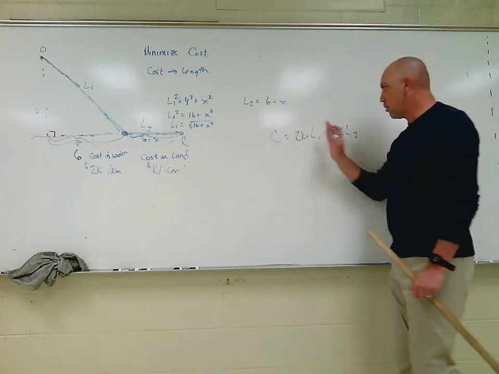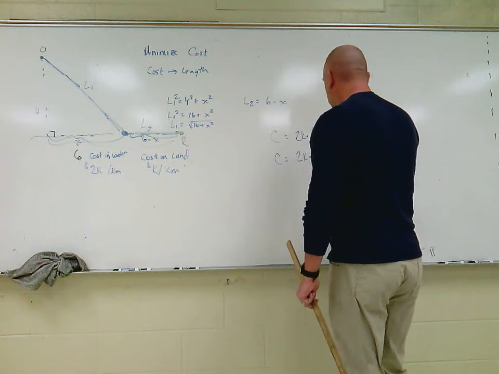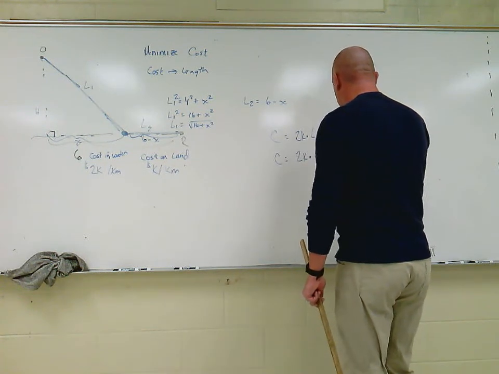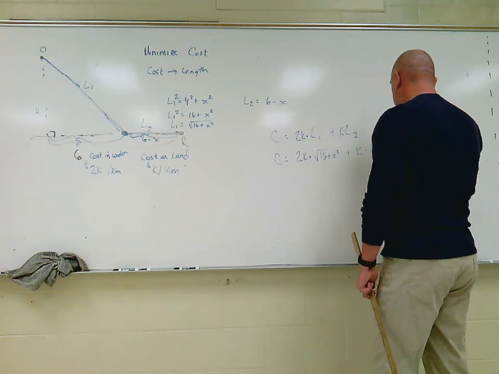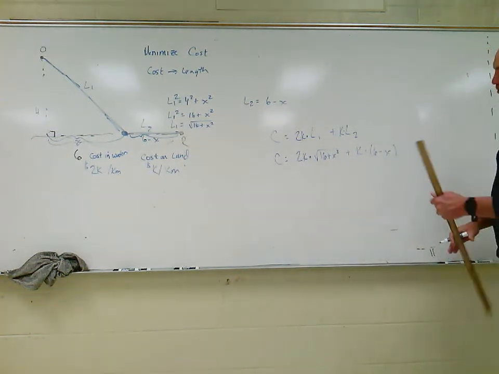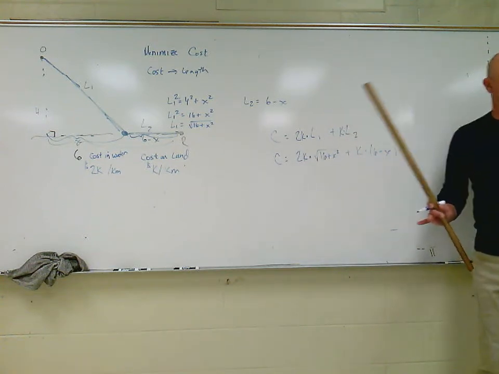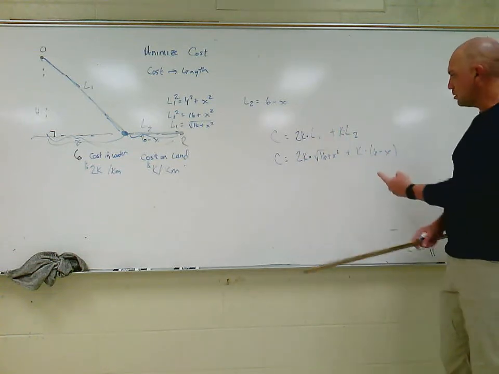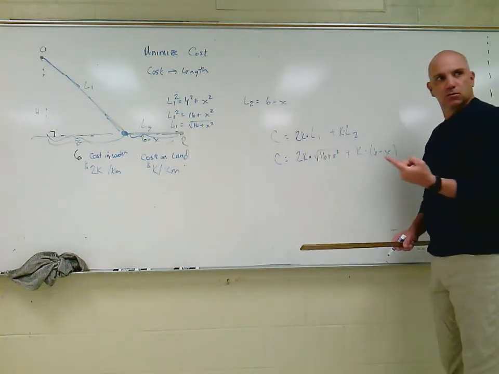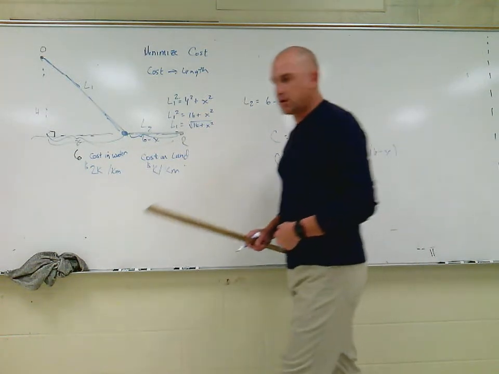And then we know what L1 and L2 are, so my cost equation is 2K times the square root of 16 plus X squared plus K times (6 minus X). And there is my cost equation, and K is just an arbitrary constant that represents the price. You could have used $1 and $2. The K, as you're going to see, is going to be insignificant. We're going to end up getting rid of the K.